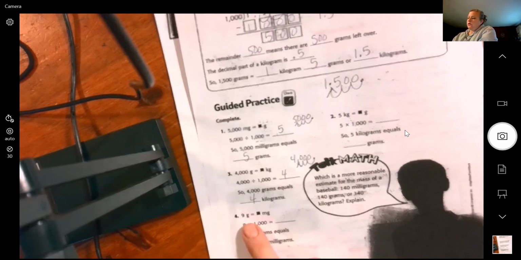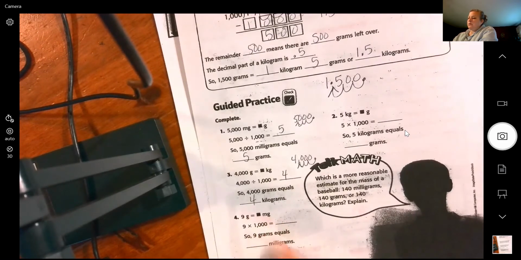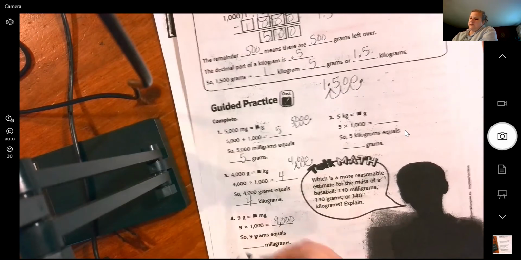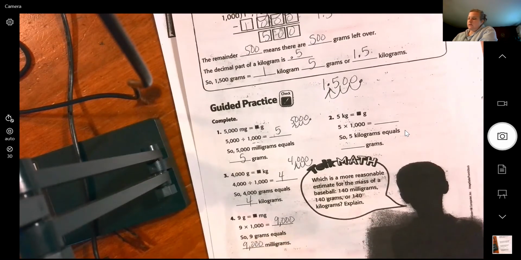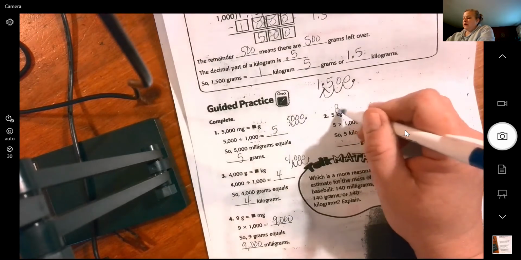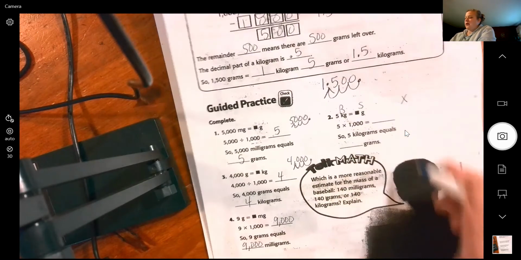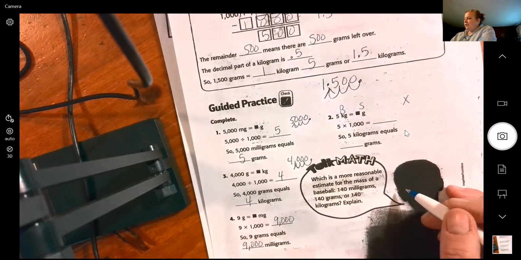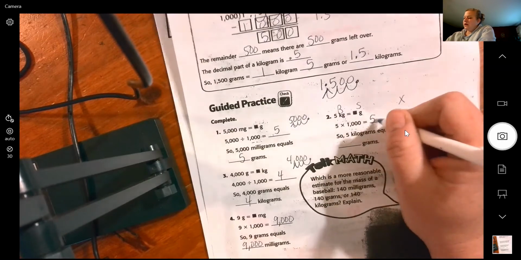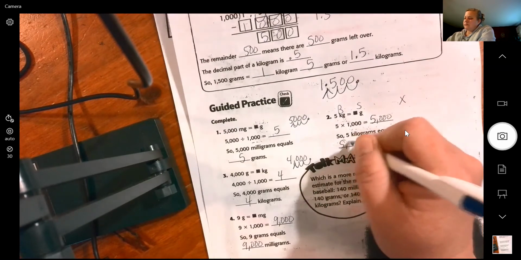Now this one is going grams to milligrams, so we're going to multiply 9 times 1,000, 9,000. Kilograms to grams, again, big to small, multiply, and have your little chart out with you. 5 times 1,000, 5,000.